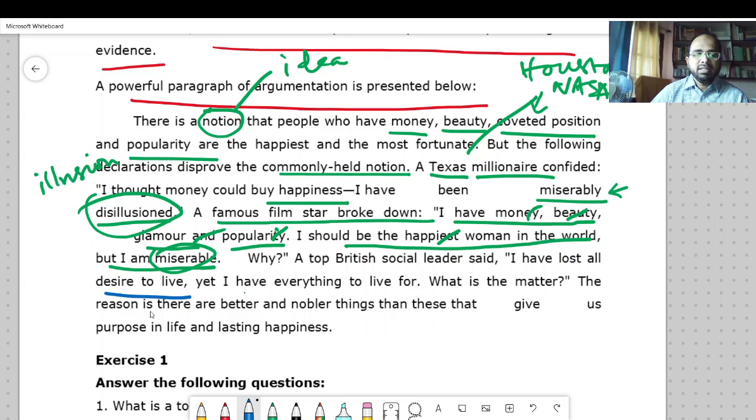What is the matter? The reason is there are better and nobler things than this. இதை விட நல்லா பண்ணக்கூடிய காரியம் இருக்குது அப்படின்னா, that gives purpose in life and lasting happiness. Okay, so in the end we are going to put ourselves into some questions.